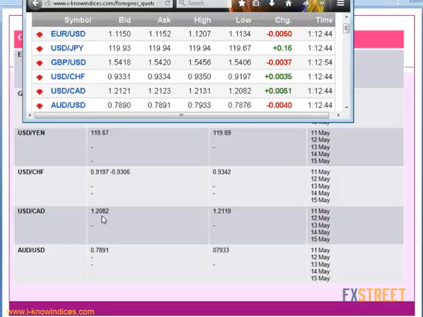Then Canadian dollar, 1.2082 is the low, 1.2119 was the initial high. They just went up to 1.2131 and came down below and are currently holding around 1.2124. So they are likely to hold above that for 2 hours and then start making the slide.